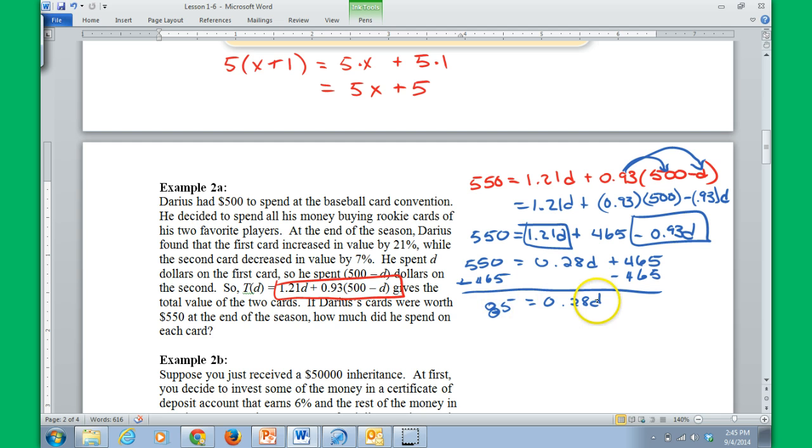Okay, and then what do I do next? Yep, divide this by 0.28. So D equals what? I couldn't hear you. What? 303.57. Right? Okay?